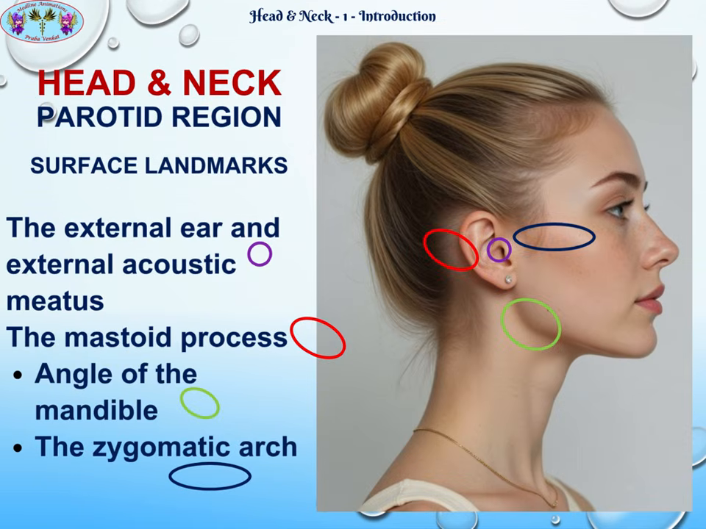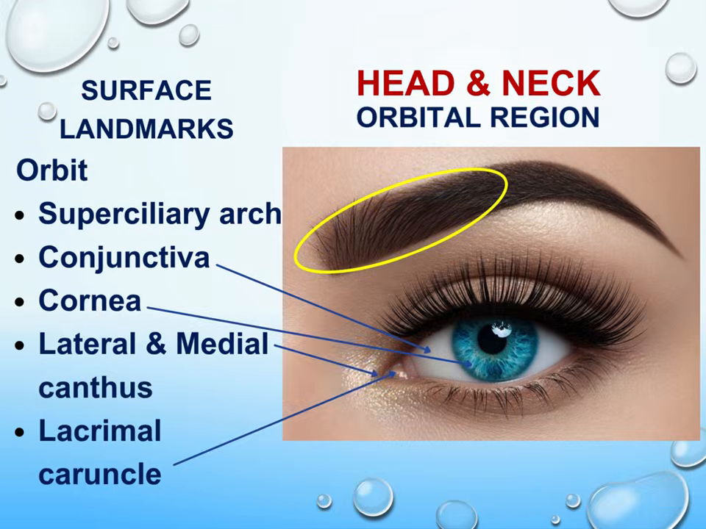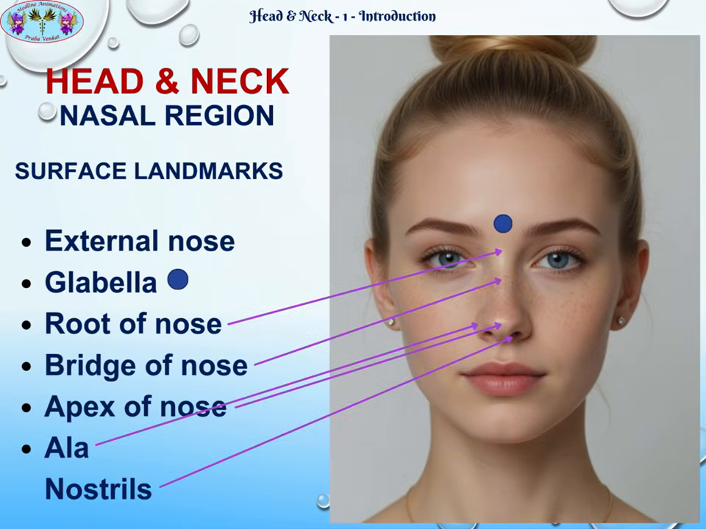The important surface landmarks of the parotid region are the external ear and external acoustic meatus, the mastoid process, angle of the mandible, and the zygomatic arch. The important surface landmarks of the orbital region are the orbit, superciliary arch, conjunctiva, cornea, lateral and medial canthus, and the lacrimal caruncle. The important surface landmarks of the nasal region are the external nose, glabella, root of nose, bridge of nose, apex of nose, ala, and nostrils.